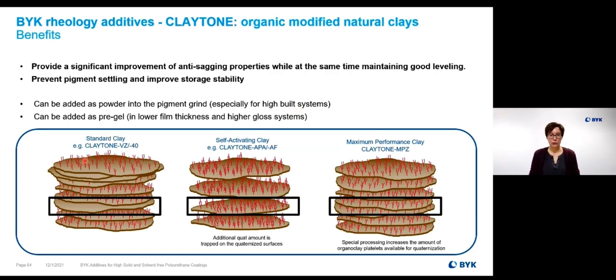So we differentiate three main types of Claytone. We have the standard clay, like for example Claytone VZ or 40. We have the self-activating clay types like Claytone APA or AF. And you see already here on the platelets, the amount of the organic modification is higher as compared to the standard one. And we have the maximum performance clay. In order to achieve a maximum performance, we have a special processing which increases the amount of organoclay platelets which are made for the quaternization even more.